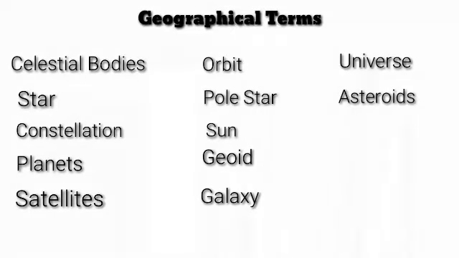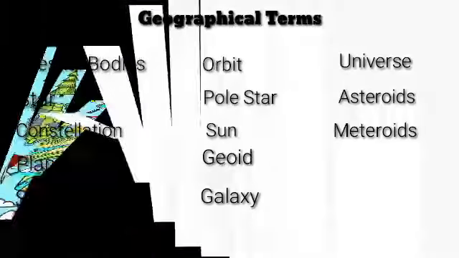Asteroids. A large number of tiny celestial bodies which move around the sun and are mainly present in a belt between the orbits of Mars and Jupiter are called asteroids. Meteoroids. Small pieces of rocks which move around the sun are called meteoroids.